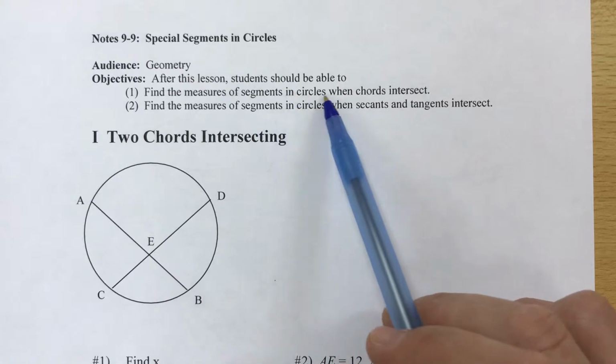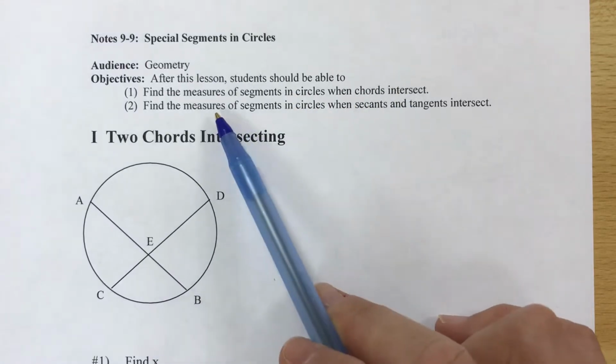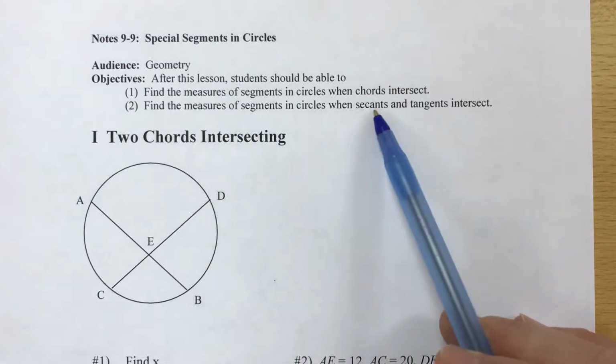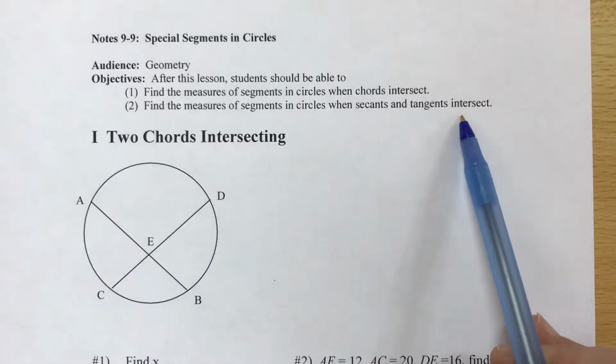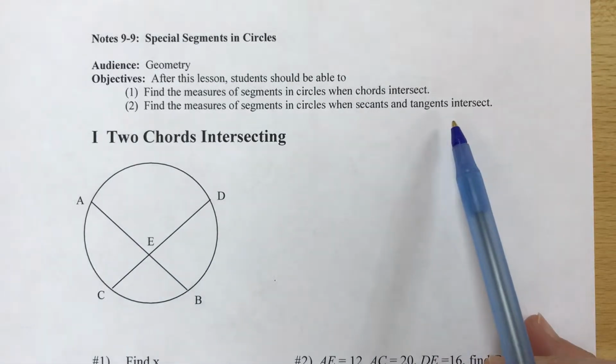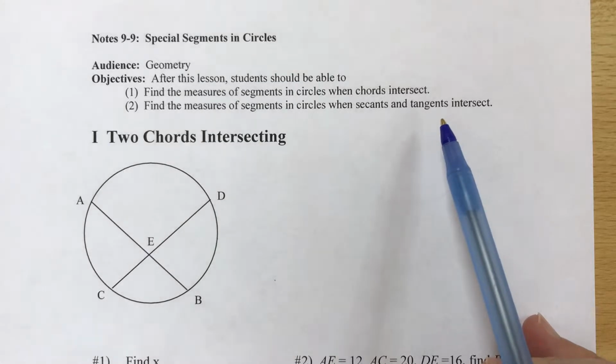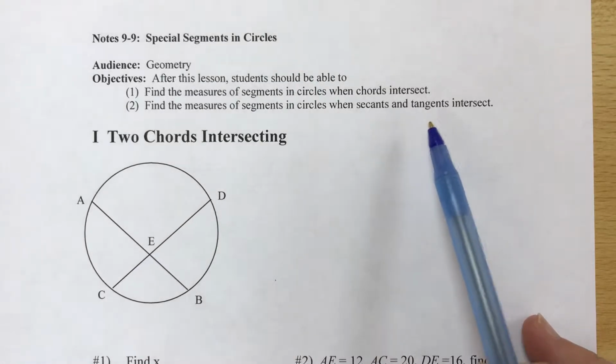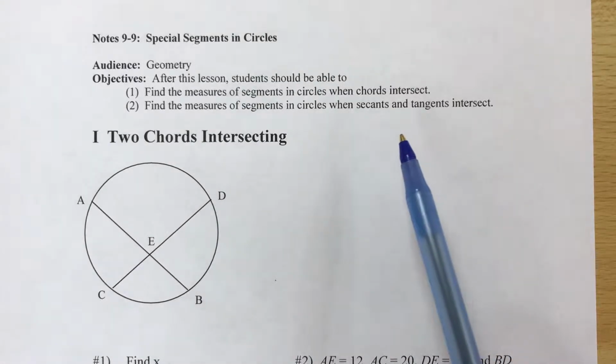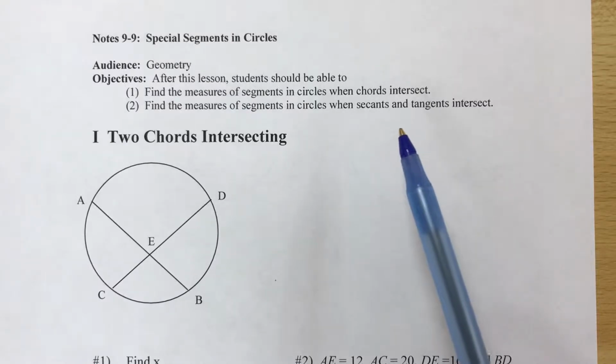And our objectives for today, after this lesson, students should be able to find the measures of segments in circles when chords intersect, and then find the measures of segments in circles when secants and tangents intersect. And we've already talked about some properties with chords, with secants and tangents, but we're going to get into a few more here.